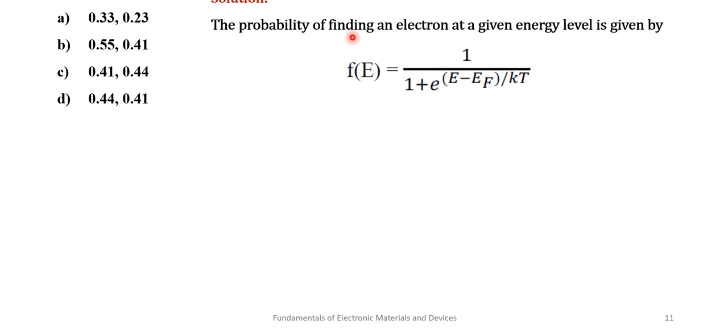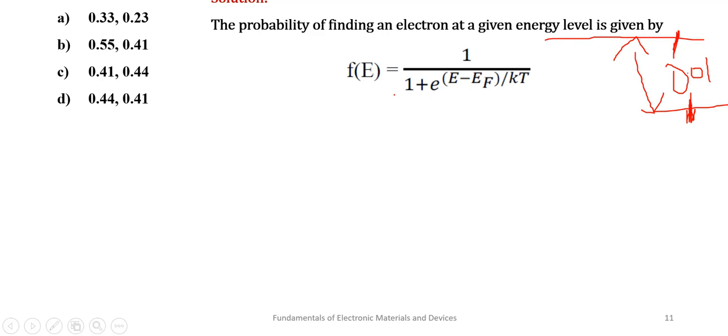So basically you have what is known as the probability of an electron occupying or not, right? Suppose you have an energy level like this and above you have an energy level like this. Here it is given that the distance between these two values is 0.01. So this is your EF and this one is your energy level E. So E minus EF, the difference, is basically 0.01. Is that clear?